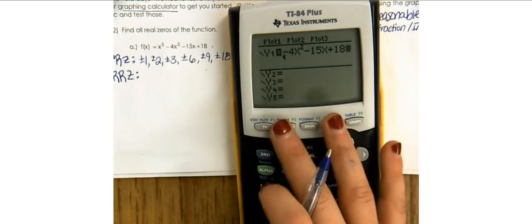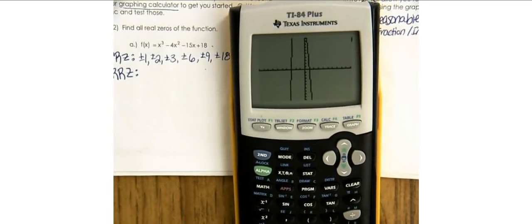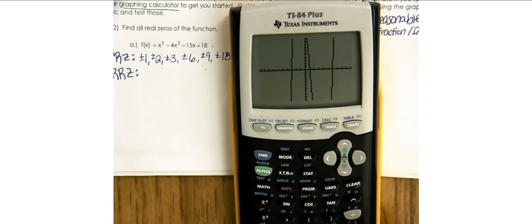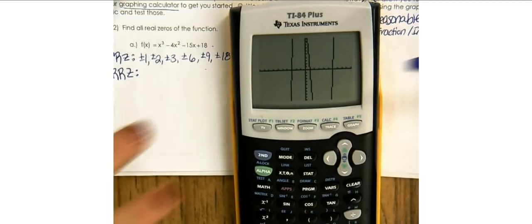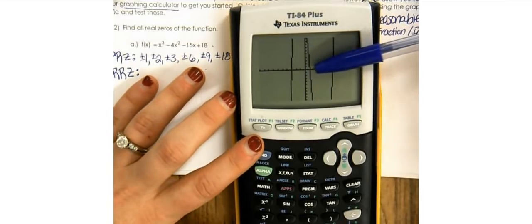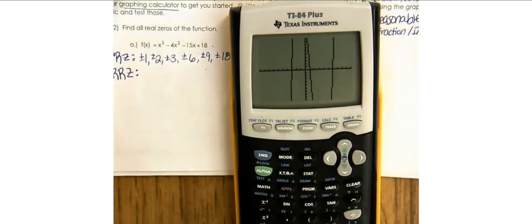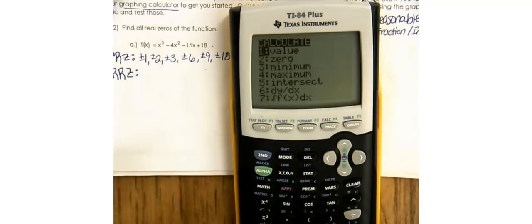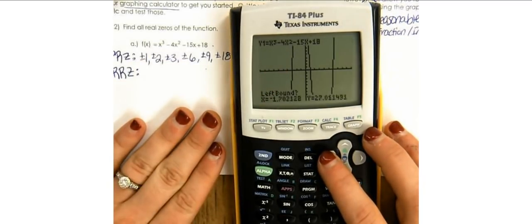Next, I'm going to press Zoom 6 so I have a standard window. And although I don't need to see what this whole function looks like, what's really cool is that I can see where my x-axis is. And what I'm going to do is I'm going to locate an x-intercept that I think could work. You want to try to find one that looks like it's crossing over an exact line. So I'm going to press second trace, and I'm going to go down to number 2, which is zero. And I'm going to identify this x-intercept, if I can.